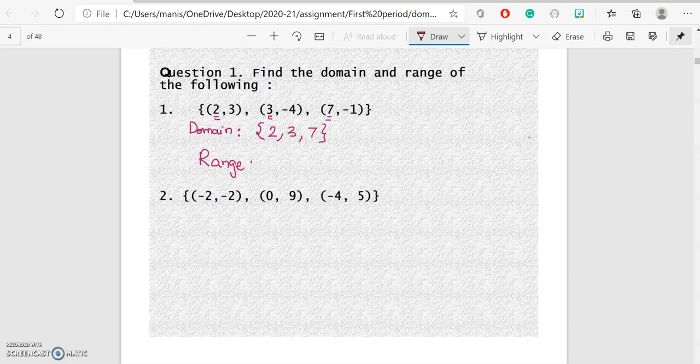Range are all the y values in an ordered pair. So it is my 3, this is my -4 and -1. So what are my y values? These are my y values. These are called the range.